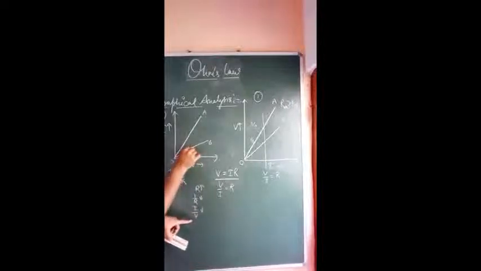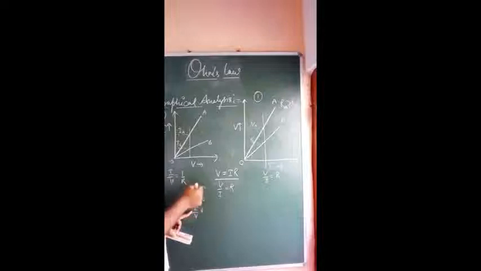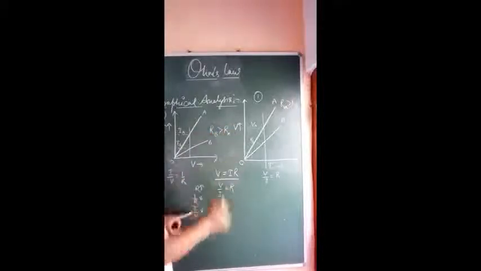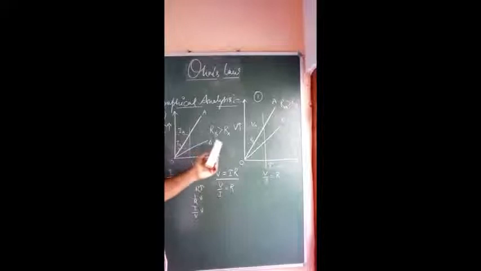I think B will have a lesser amount of I upon V. As we see, for a constant voltage, this current is IA and that current is IB, and we see that IA is greater than IB. If IB is lesser, this factor will be lesser and R will be greater. So in this case, RB is greater than RA. I think you will understand that.